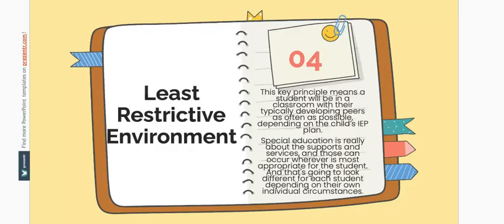Next is least restrictive environment. This key principle means a student will be in a classroom with their typically developing peers as often as possible, depending on the child's IEP plan or behavioral issues. Special education is really about the supports and services, and those can occur whenever is most appropriate for the student. And that's going to look different for each student depending on their own individual circumstances.